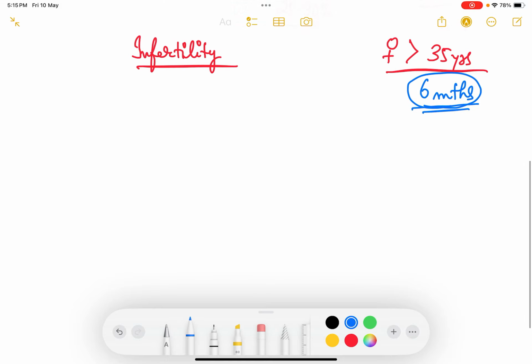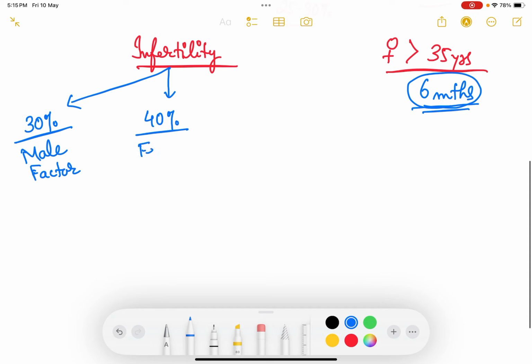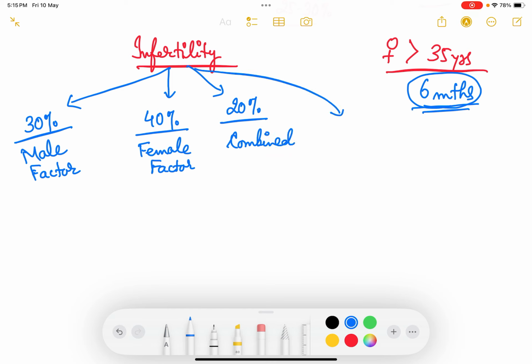Now coming to the causes of infertility. Out of the total infertility cases, almost 30% is because of male factor infertility. Whereas of the rest, consider 40% as female factor infertility. The rest, say 30%, out of this 20% will be combined factor, meaning both male and female are responsible, and 10% will be unexplained. Even after doing all the investigations, you do not know what is the cause of infertility. In this case, we say it is unexplained infertility.